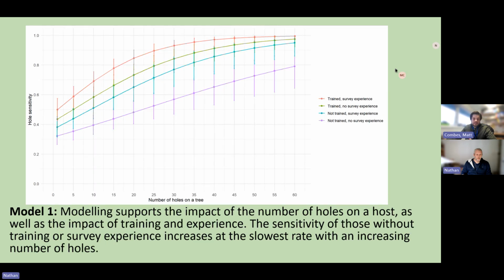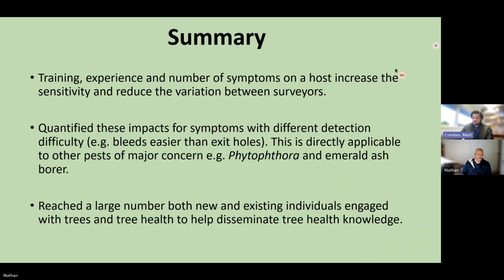If we go to the next slide, again it's similar for the exit holes, really. Again, it allowed us to quantify these differences. Perhaps not so surprising, there's a low probability of detection when we have a few exit holes on a tree. But as a highlight, because it's unlikely to falsely report exit holes, it's a very useful symptom to assess.